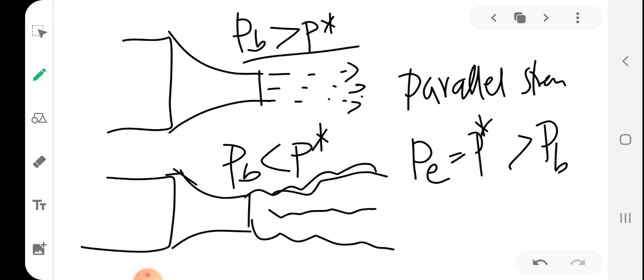When PB is greater than P star, there is no such complication. The discharge jet will be a parallel stream. But when PB is less than P star, there will be an expansion wave, so it won't be parallel anymore. That is something you have to keep in mind. Okay.